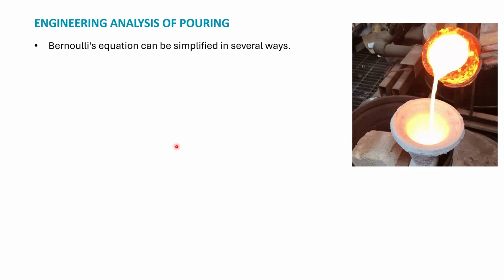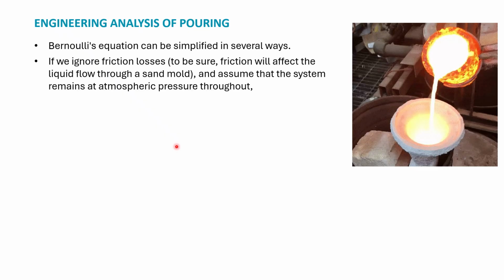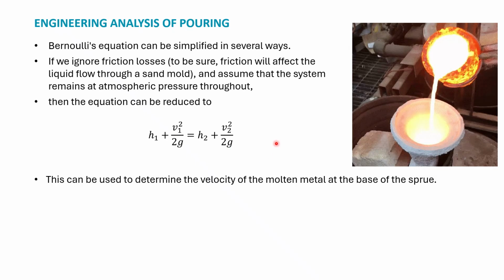So the Bernoulli equation can be simplified in several ways. If we ignore the friction losses, and assume that the system remains at atmospheric pressure throughout the process, the equation can be simply reduced to: the head 1 plus the velocity 1 squared divided by 2g is equal to the head 2 plus the velocity 2 squared divided by 2g. This can be used to determine the velocity of the molten metal at the base of the sprue.